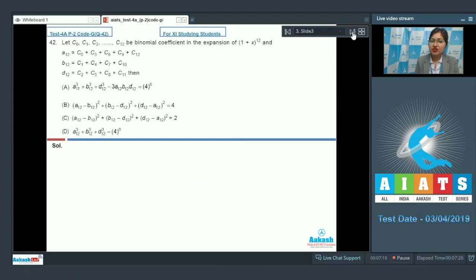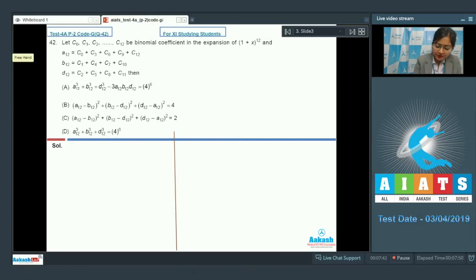Let's now move on to the next question, that is question number 42, which says: let C0, C1, C2 up to C12 be binomial coefficients in the expansion of (1 plus x) raised to the power 12, and A12, B12 and D12 are given, right? So we have to find the relation between A12, B12 and D12, right?